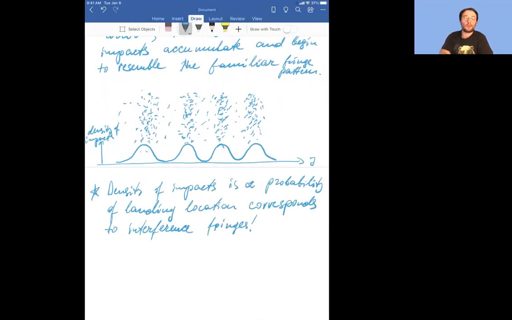Okay, I'm going to continue telling you the story. If I wait longer and longer, if I wait long enough to capture a very large number of photons on the screen, we get back the familiar bright and dark fringe pattern. We no longer see individual impacts. There are just too many. And we get back the regular bright and dark fringe pattern.